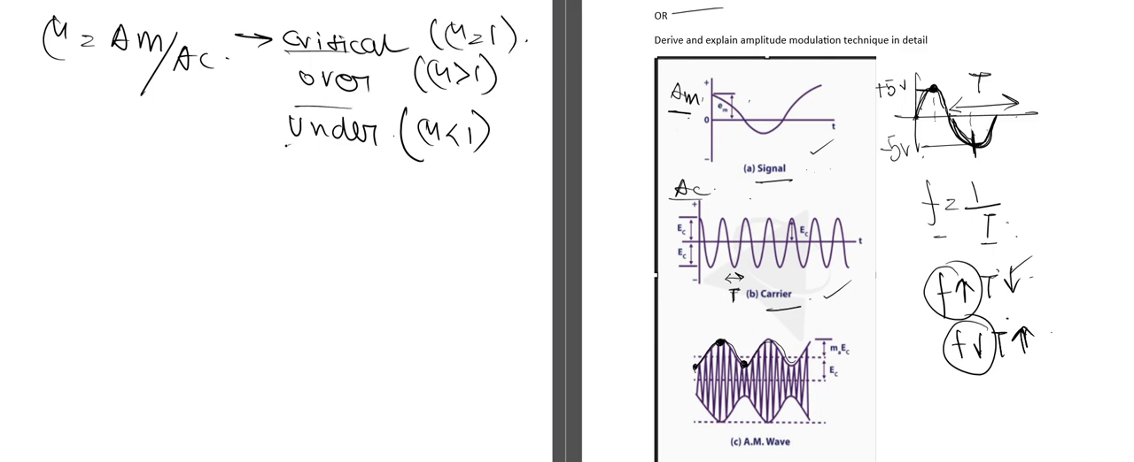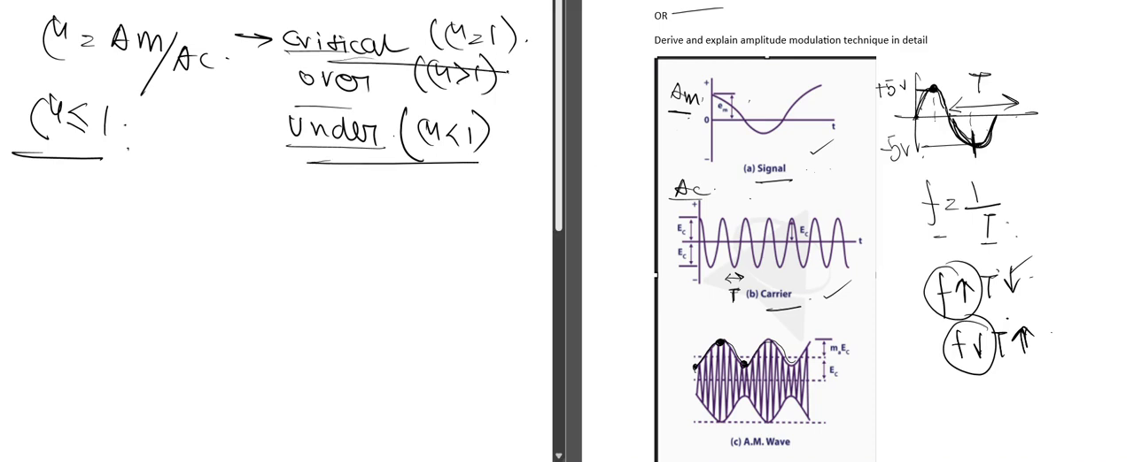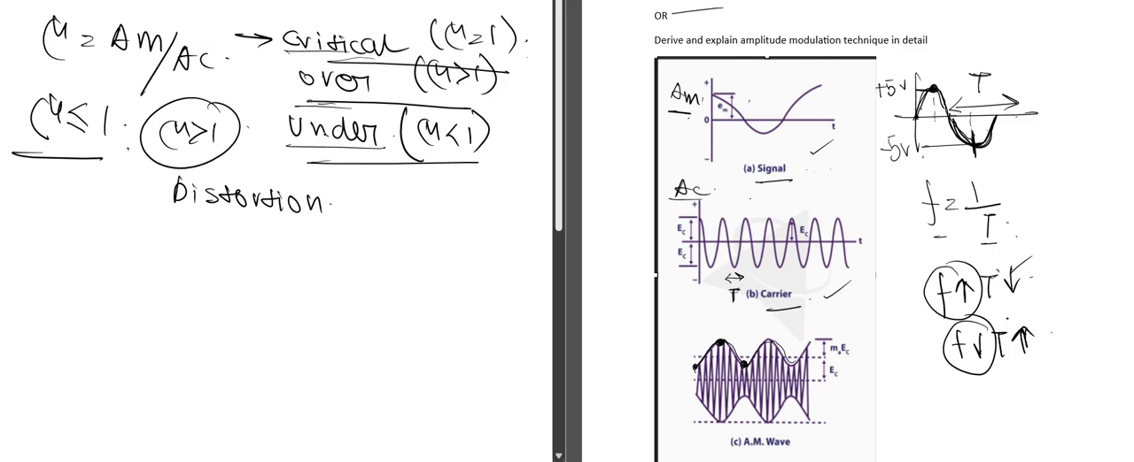Now in amplitude modulation, our ideal scenario will be mu less than or equal to 1. So it can be either under modulation or critical modulation. But it can't be over modulation, because when mu is greater than 1, distortion occurs. So we can't make mu greater than 1.